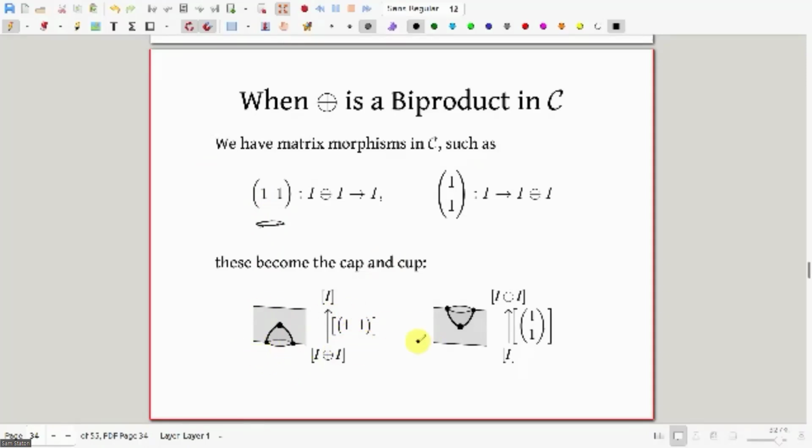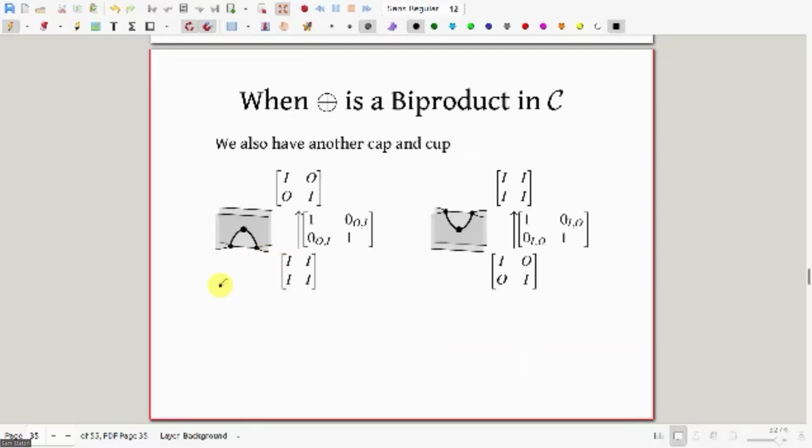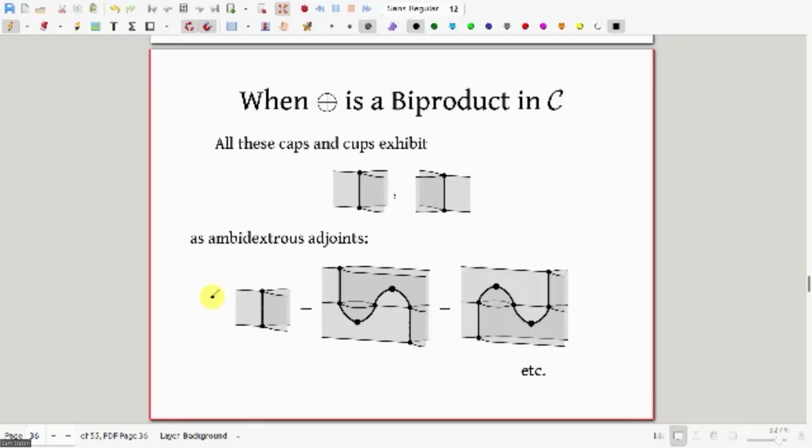So I get these caps and cups, and these other caps and cups. If anyone wants me to dwell on this, let me know. And magically, you get that these two one cells are ambidextrous adjoints. And what that means is you get all these snake equations. And this is what these things look like. There's a whole bunch more variations where it's like two sheets on the left and one sheet on the right.